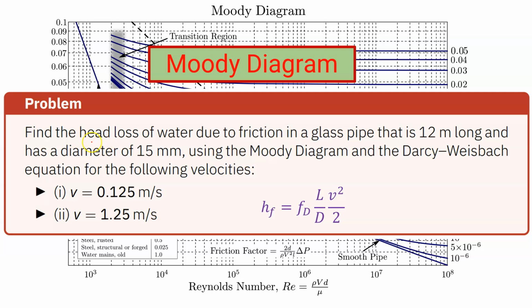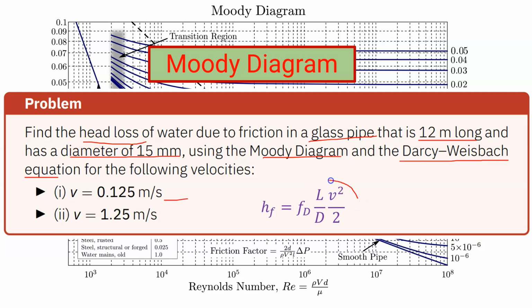Find the head loss of water due to friction in a glass pipe that is 12 meter long and has a diameter of 15 mm. Using the Moody diagram and the Darcy-Weisbach equation, for the following velocities, we have to calculate the head loss. Number one, when velocity is 0.125 meter per second, what will be the head loss? And two, when velocity is 1.25 meter per second, what will be the head loss?